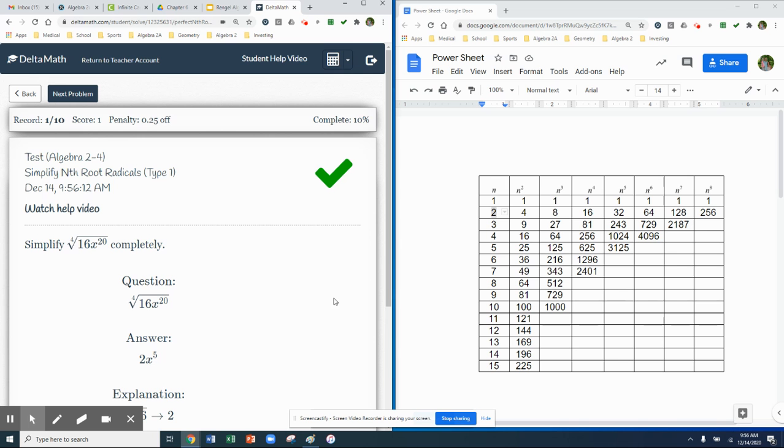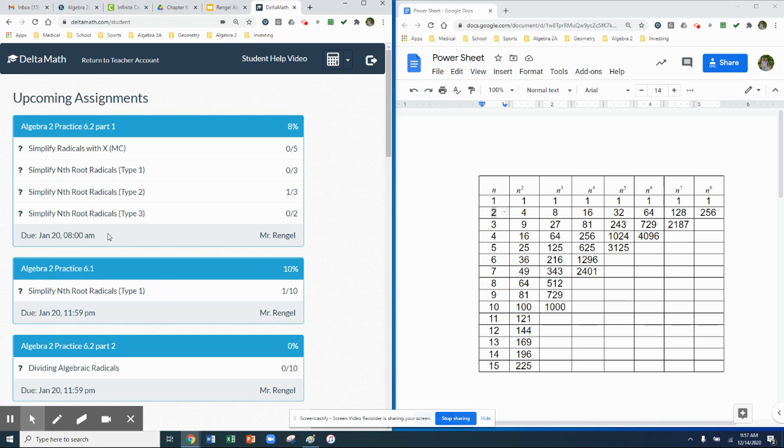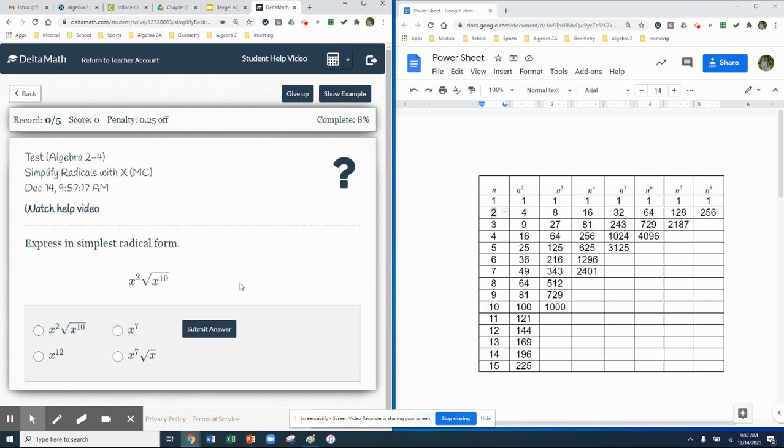You can use your power sheet. Just one thing to help you as you do that section, if you haven't done it yet: you will get perfect answers. So you won't get any answers that have radicals left in them. But in section 2, that's where we start to simplify radicals where maybe we don't get a perfect nth root and we have to use some leftovers in order to simplify the radicals. So we're going to head into section 2, part 1.